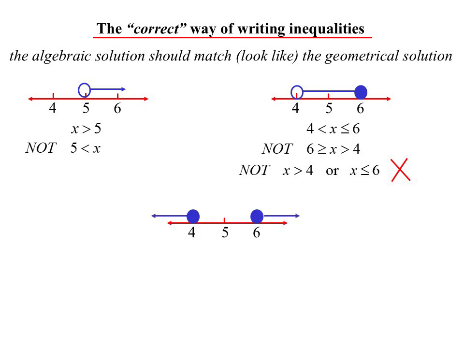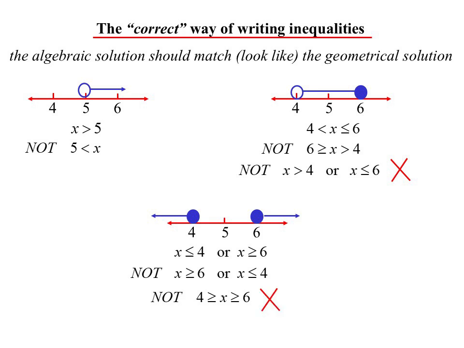Ones where it's either side, this is the or case. So x is less than or equal to 4 or x is greater than or equal to 6. Again, it looks like the picture. So I've got a bit going to the left and I've got a bit going to the right. I wouldn't write it the other way around. It just doesn't look right. I've even seen people try to do something like that. And again, that's just plain wrong.